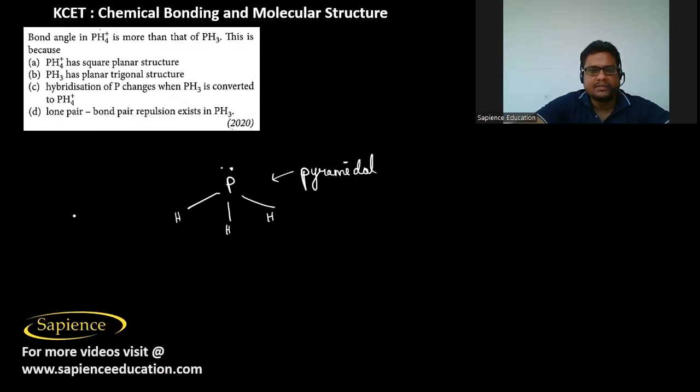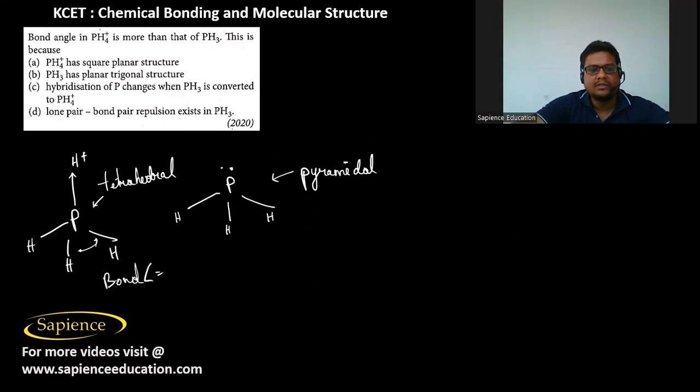And for PH4+, the structure will be like this. It will give this lone pair to the H+ ion, so it will be PH4+ ion. So here the PH4+ structure is tetrahedral, and here the bond angle will be 109 degrees 28 minutes.